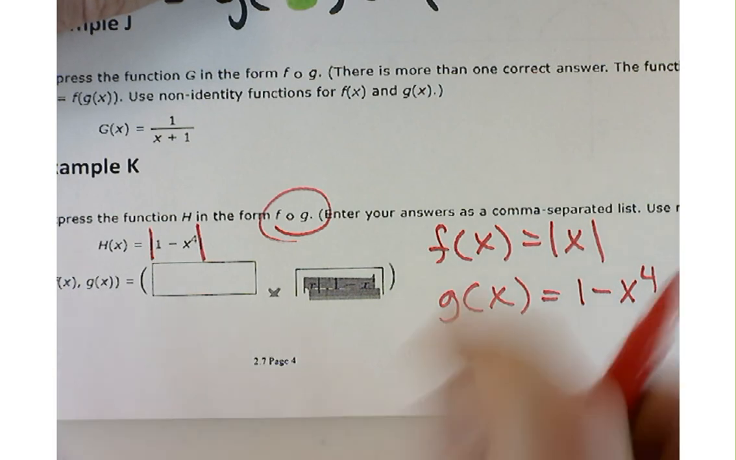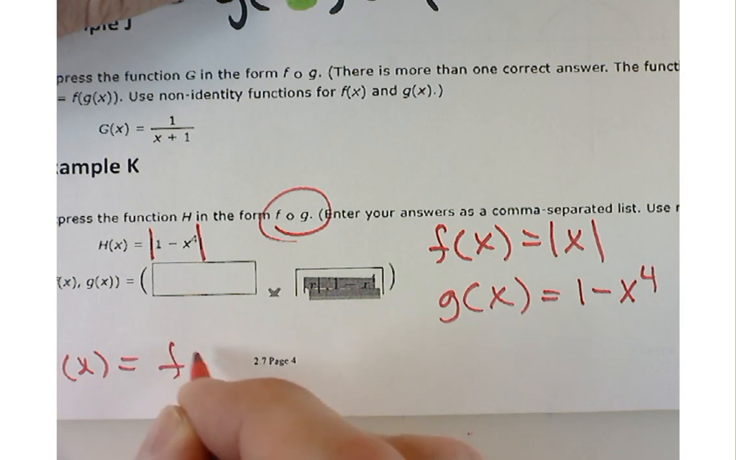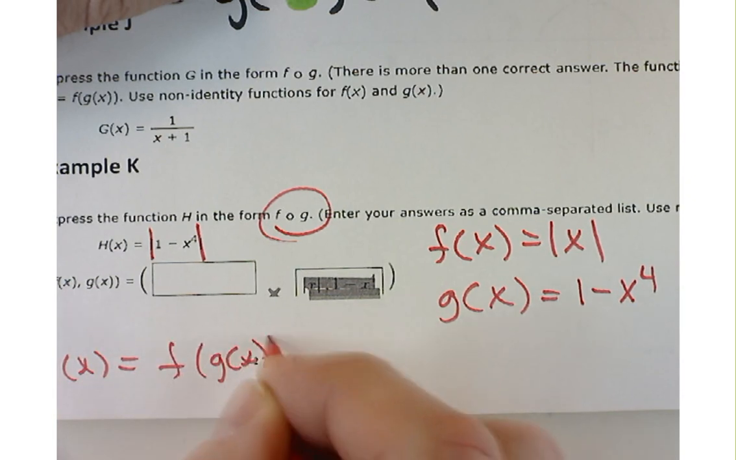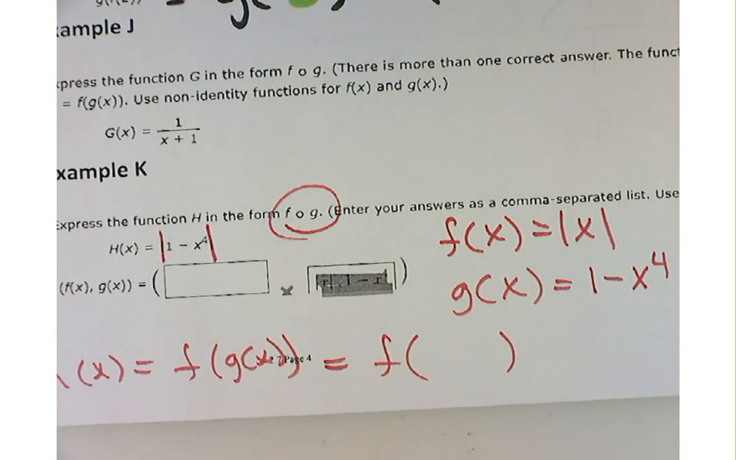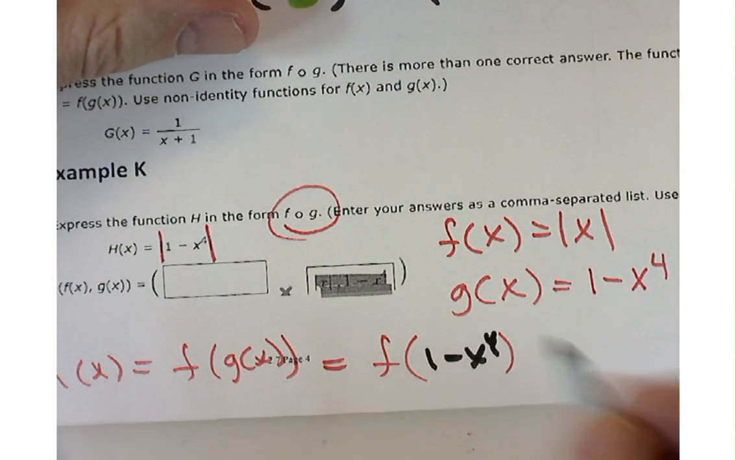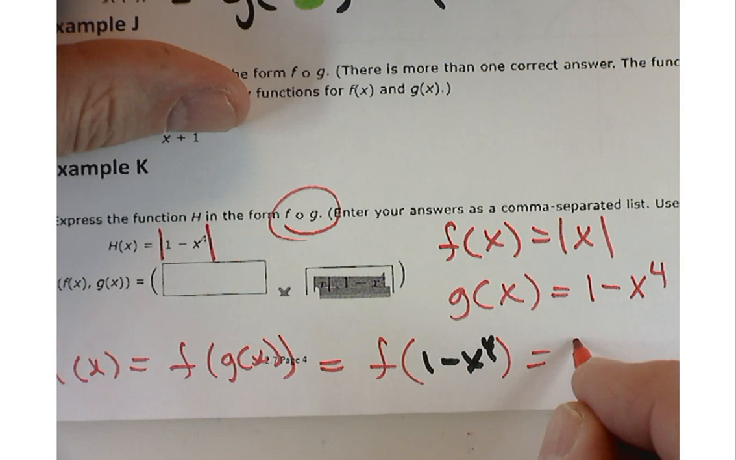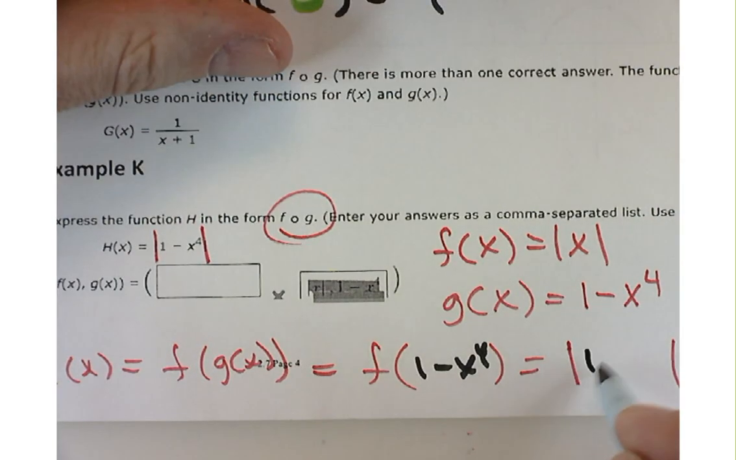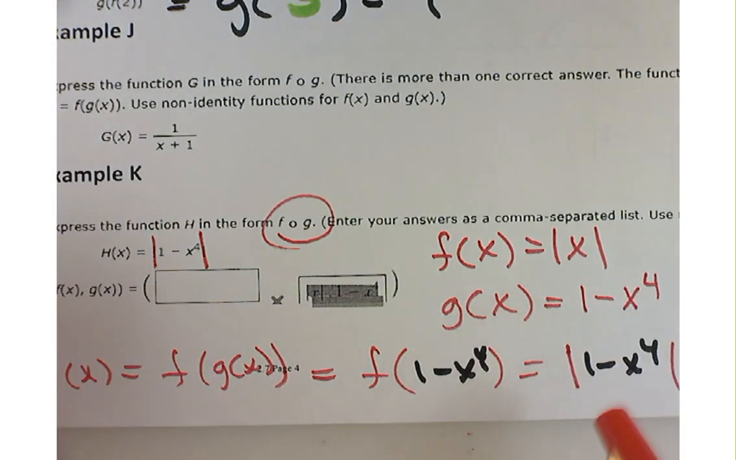And if you put these two functions together and said, oh, h of x is really f of g of x, you'd be right. Because you're plugging in 1 minus x to the 4th for g of x, and then f of x says take the absolute value of whatever you put in here. So it's going to be the absolute value of 1 minus x to the 4th. So, yay. That's how you put those two together. That was the easier of these two.